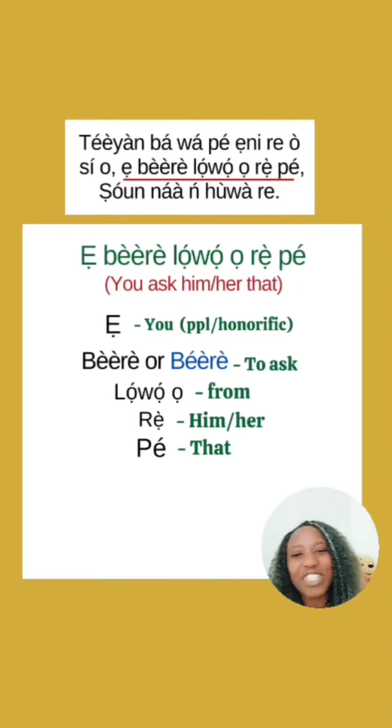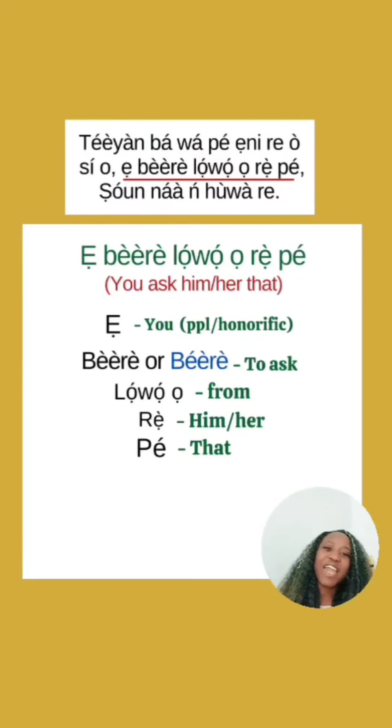All right. So the next word we're looking at is pé. I think I touched on this one earlier. Pé means that. It can mean that, or to complete, or to say. But in the context of this sentence, it means that. Mo béèrè lọ́wọ́ ẹ̀ pé. Mo béèrè lọ́wọ́ rẹ̀ pé. Ẹ béèrè lọ́wọ́ rẹ̀ pé. So if you use mo béèrè lọ́wọ́ ẹ̀ pé, I asked him that.